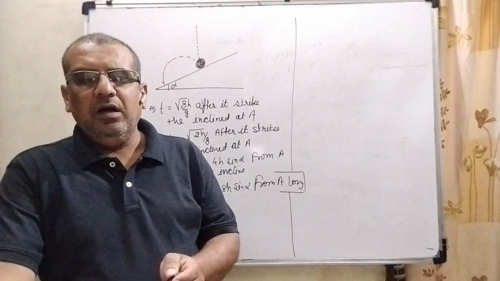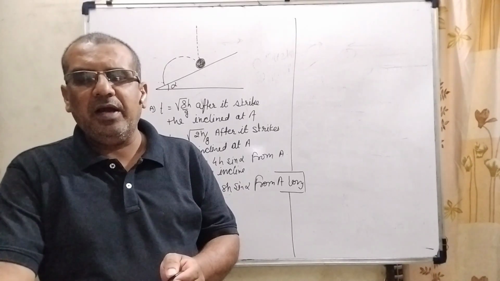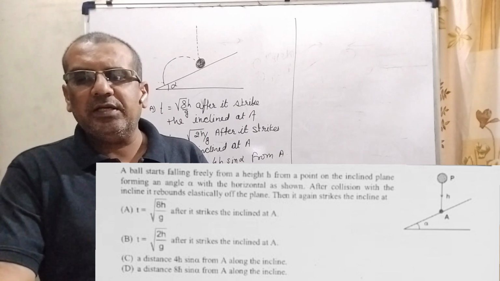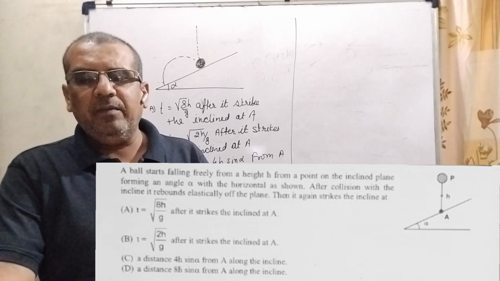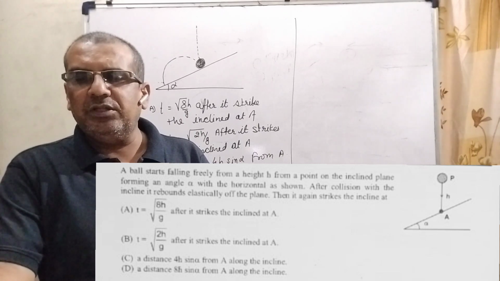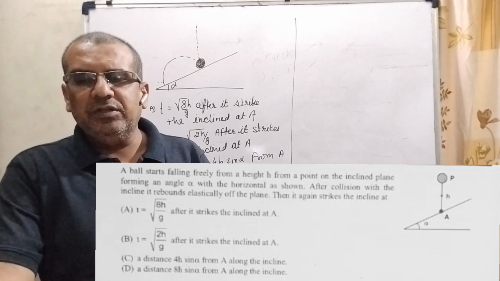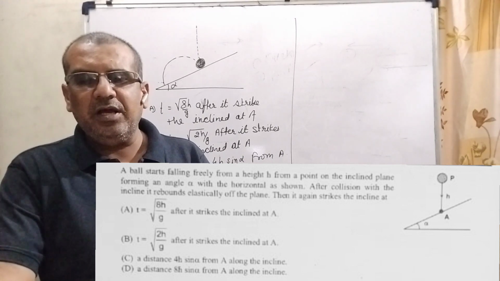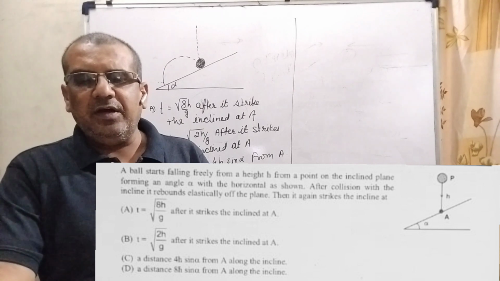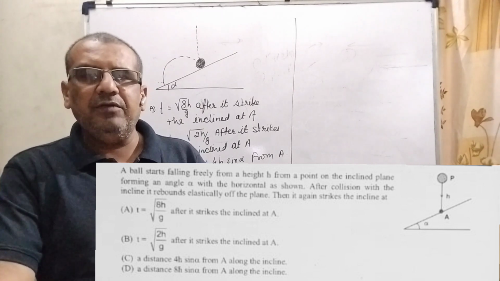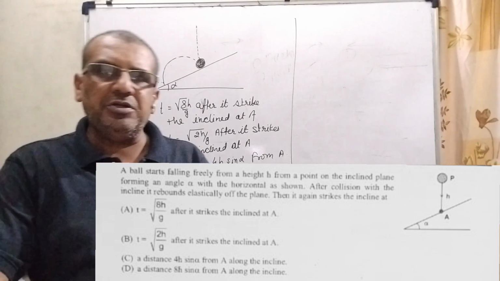A ball starts falling freely from a height h onto a point A on the inclined plane, forming an angle alpha with the horizontal as shown in the figure. After collision with the incline, it rebounds elastically off the plane. Then it again strikes the incline. Here we have been given four options. It is a multiple choice question.